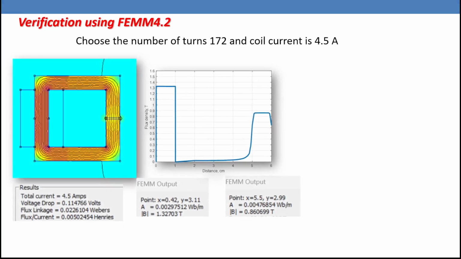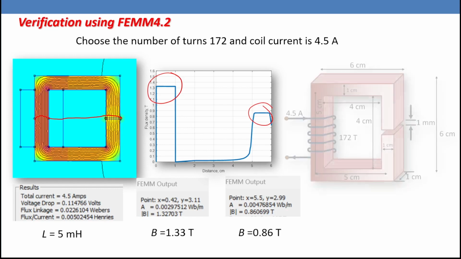Based on the design values, I tried to verify the design using FEMM 4.2 software and a lot of iterations until I reached that the number of turns could be 172 turns and the coil current is 4.5 ampere. Let's look here. So that one will be the core and that one will be the flux distribution. Across this contour we have here 1.33 Tesla and in the air gap 0.86 Tesla. So the inductance is 5 millihenry. The flux density in the main limb will be 1.33 and in the air gap will be 0.86. This will be the final design.